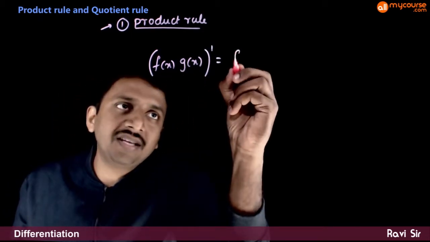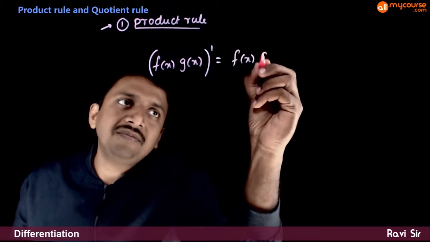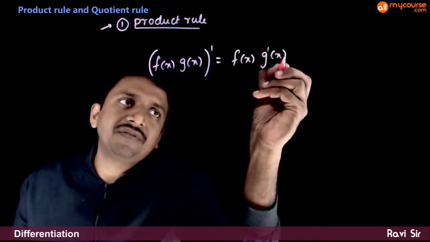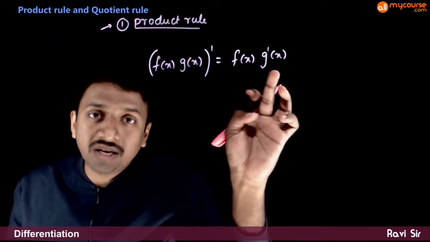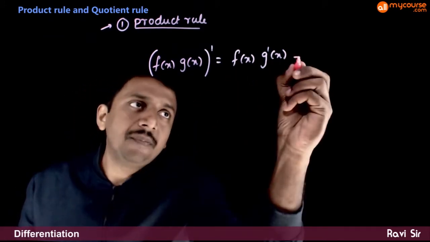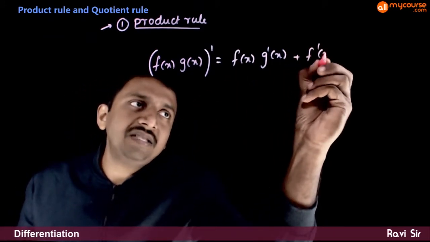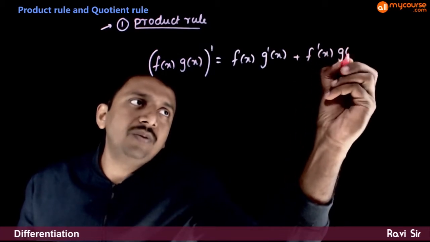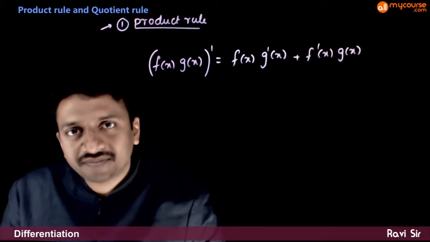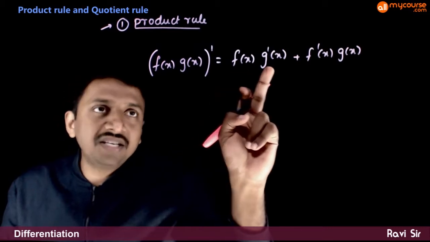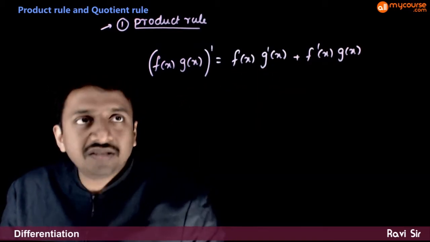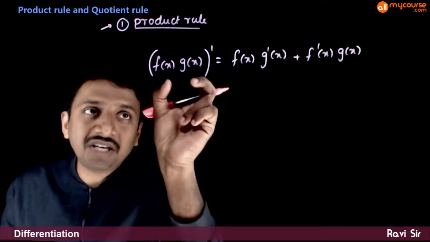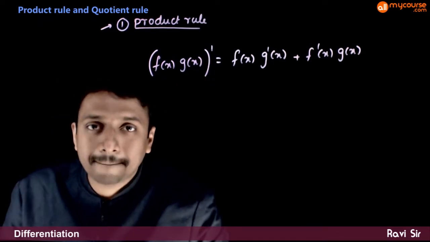So the formula is f of x times the differentiation of the second function, that is the first function intact, into the differentiation of the next function, plus this time the differentiation of the first function into the second function intact. So f of x into g dash of x plus f dash of x into g of x. So this is how you differentiate the product of two functions.